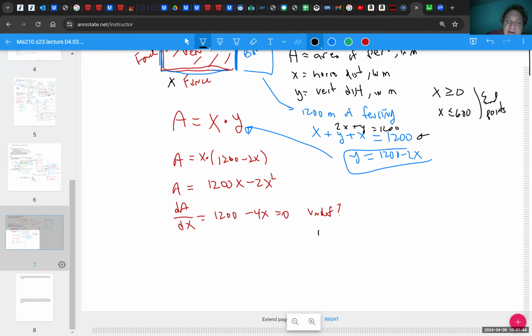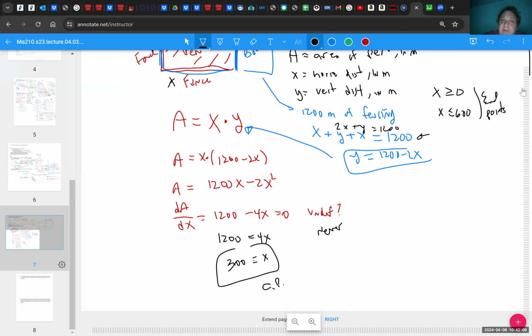So it's never undefined because this is a linear equation. Linear equation, we don't divide by 0. We don't take square roots of negative numbers. We don't take logs of 0 or negatives. None of that stuff comes. It's just a line. So we can solve this equation here. And we get 300. So this is our critical point.